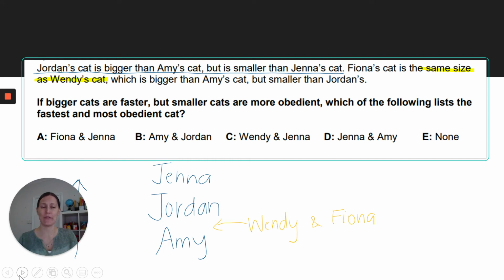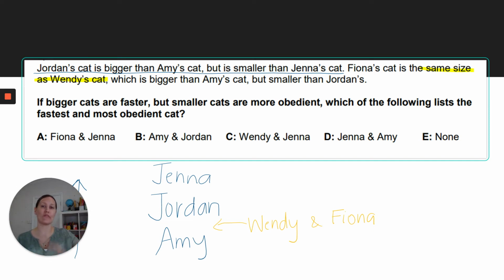If I look at the next bit of information, it says Fiona's cat is the same size as Wendy's cat, which means wherever I put Fiona's cat into this list, I'm also going to be putting in Wendy's cat. And that cat of Wendy's is bigger than Amy's cat, so that's why I put my arrow here, but smaller than Jordan's. Perfect. Sometimes they're not as clear cut as that.